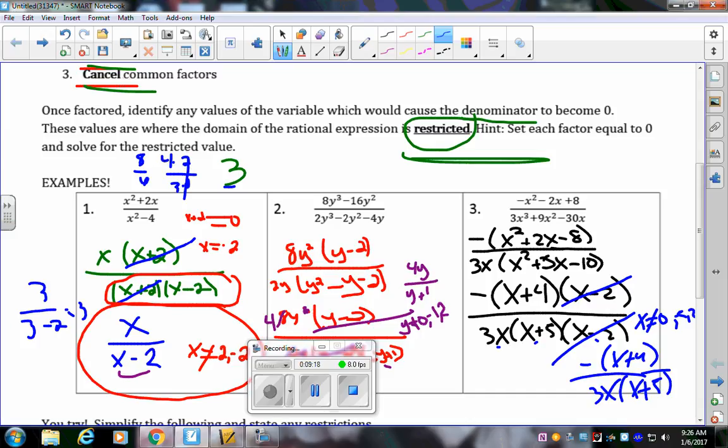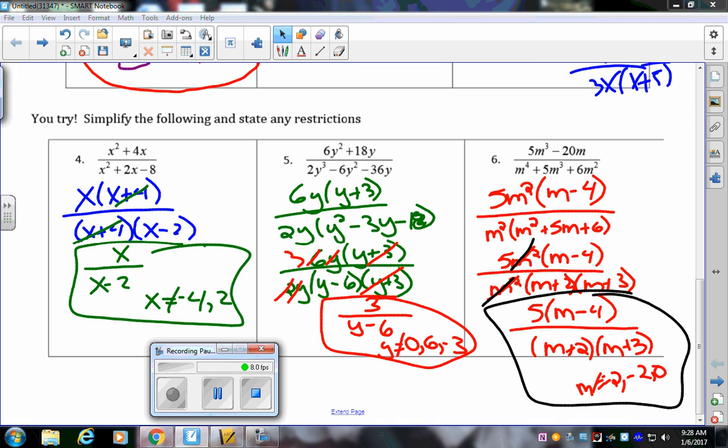All right, there are 3 you try problems on the bottom. So why don't you go ahead, pause the video. I'm going to pause as well, and I'm going to go ahead and work through those. So when you hit play again, the answers will reappear. So I really want you to try these on your own. All right, pause that video. All right, go ahead and take a look.